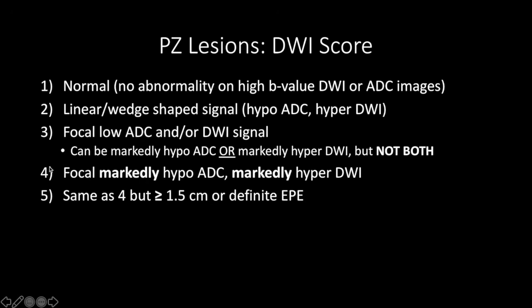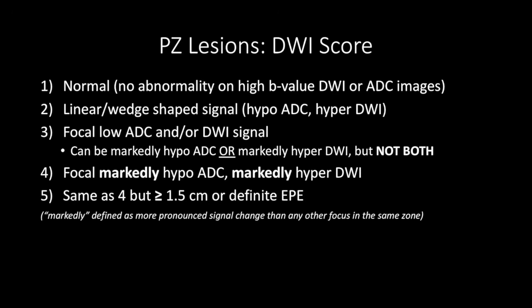It's important to first focus on scores 4 and 5, which correspond to markedly high signal on high B-value diffusion-weighted images and markedly low signal on ADC maps. A score of 5 is reserved for marked diffusion restriction that's over 1.5 centimeters in size. Also, if there is definite EPE or extra prostatic extension, that automatically makes it a 5 regardless of the size. It's important to note that PI-RADS defines markedly restricting as a signal abnormality that is more pronounced than any other focus in the same zone.